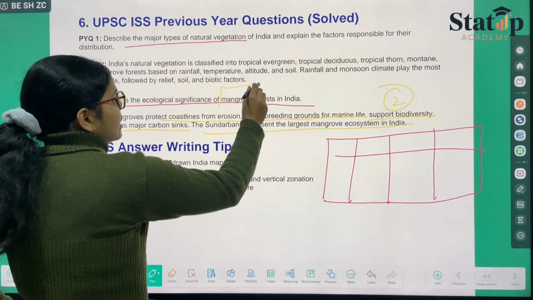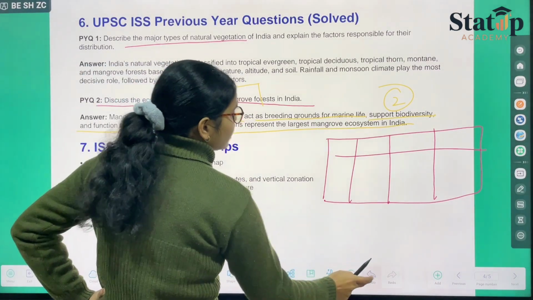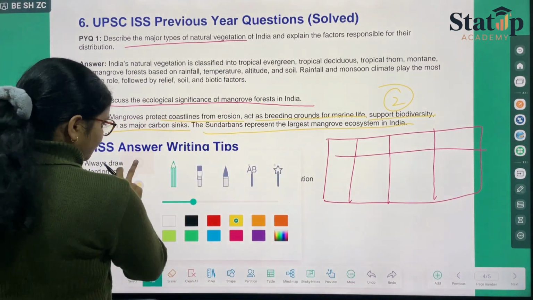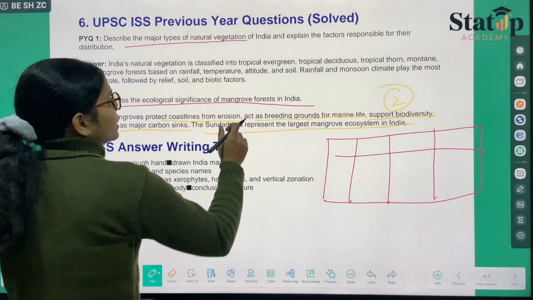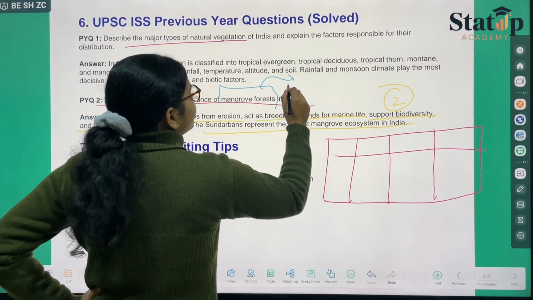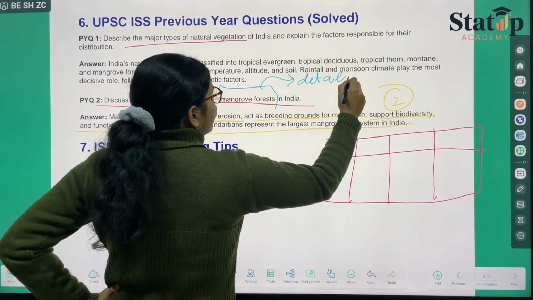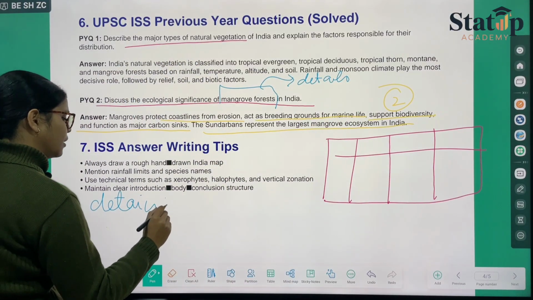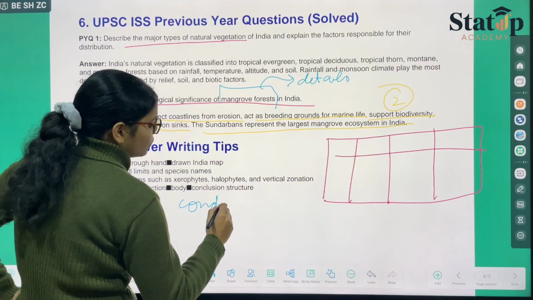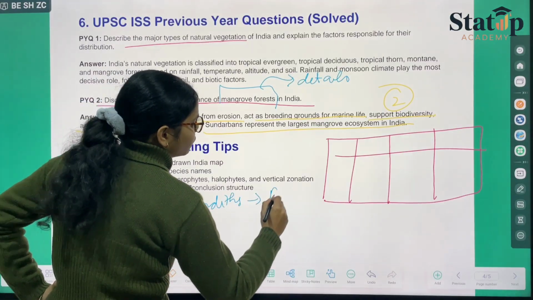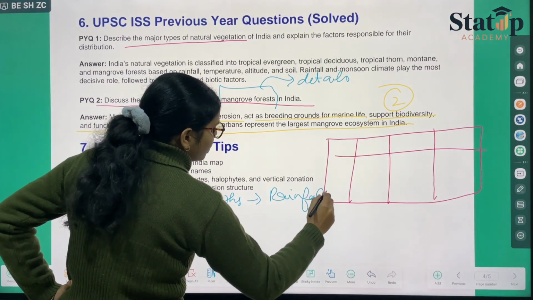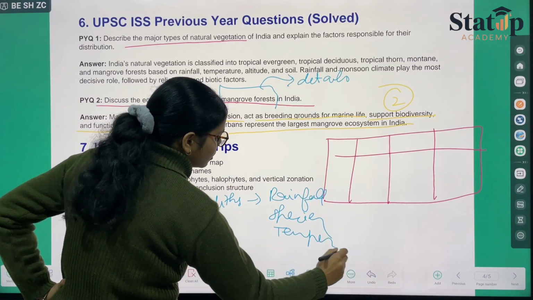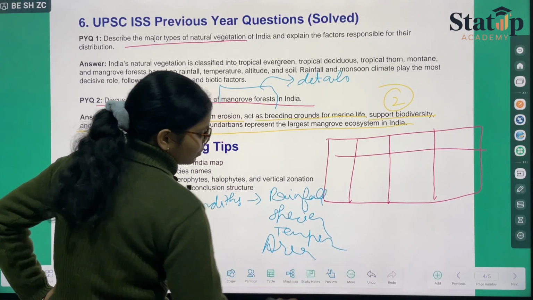So in this answer, while answering this question, what you can mention is, you can simply write about the details. Details include what? Details like conditions, like the rainfall we have, species you can include, and temperature conditions of the areas where it is found.